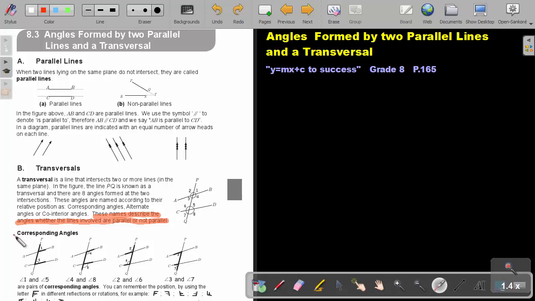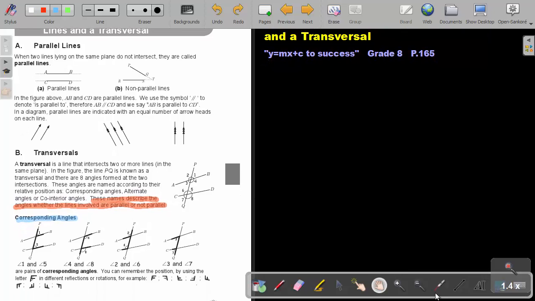Okay, the first one, corresponding angles. Let's just highlight that again. Corresponding angles. Let's just move it up a little bit. If you look at this figure, you can see 1 and 5 are corresponding. Can you see the letter F? There. Okay, 4 and 8 are corresponding. Can you again see the letter F?